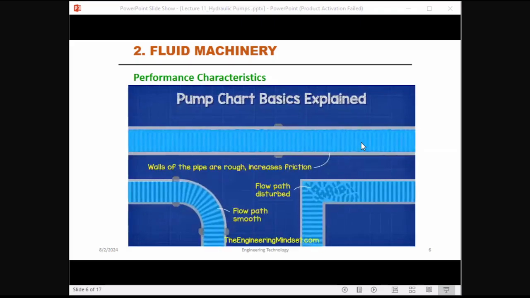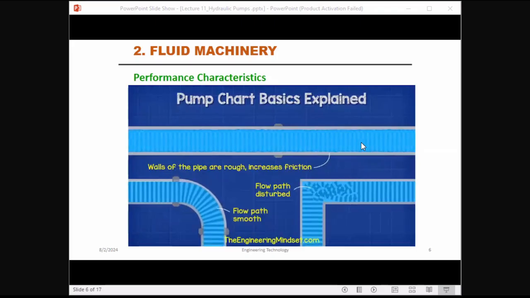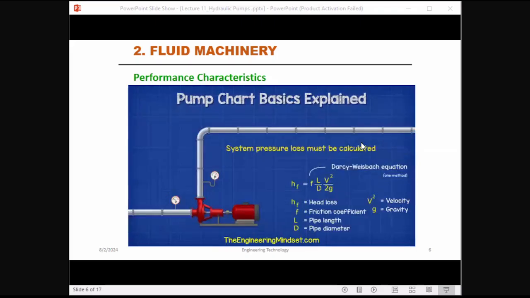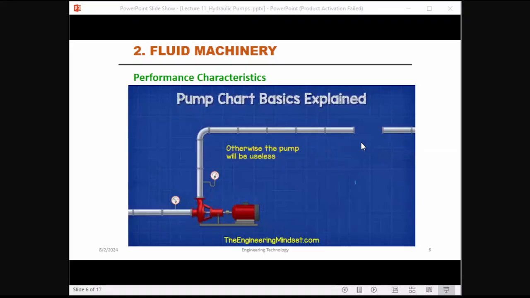The amount of friction depends on the liquid type as well as the materials and fittings used. Therefore, we must calculate how much friction or pressure loss our system will generate and ensure that the pump we select can overcome this. Otherwise, we're not going to get any liquid out the other end.